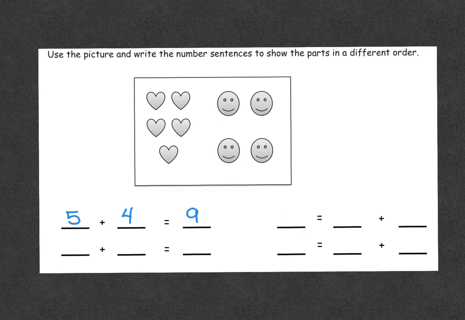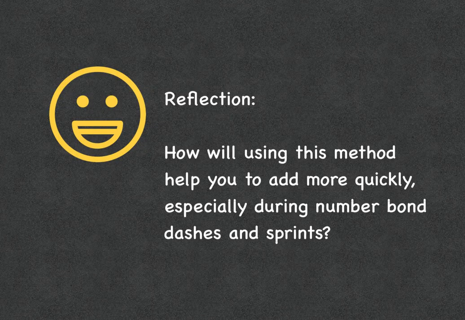Now using the commutative property, we can change the order of the 5 and the 4 to still equal 9. Now let's show them the other way, starting with the 9 to the left of the equal sign. Here we can see that 9 is equal to 5 plus 4. If we change the order of the 5 and the 4, we can see that 9 is equal to 4 plus 5.